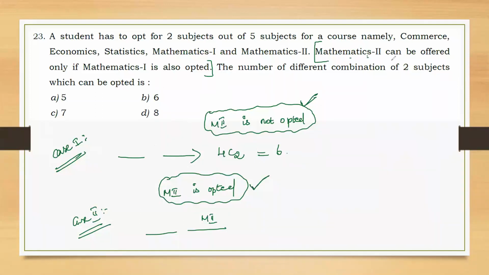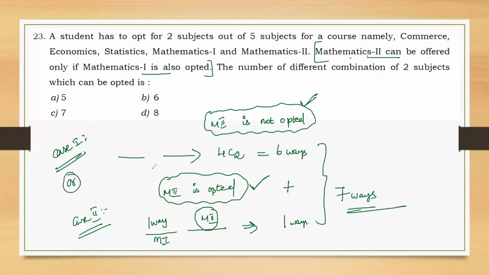Then second case, M2 is opted. M2 can be opted only if M1 is opted. So if M2 is opted, there is only one possible way, M1 must be opted. Therefore, for this case, only one way. For the other case, we have 6 ways. So total, either case 1 or case 2, equals 7 ways. Is it clear?